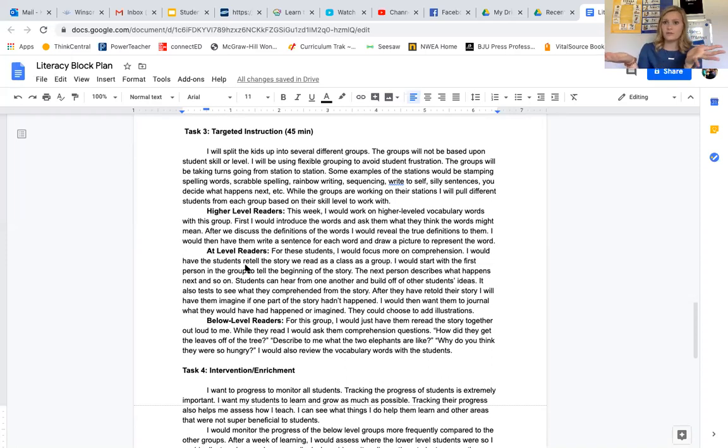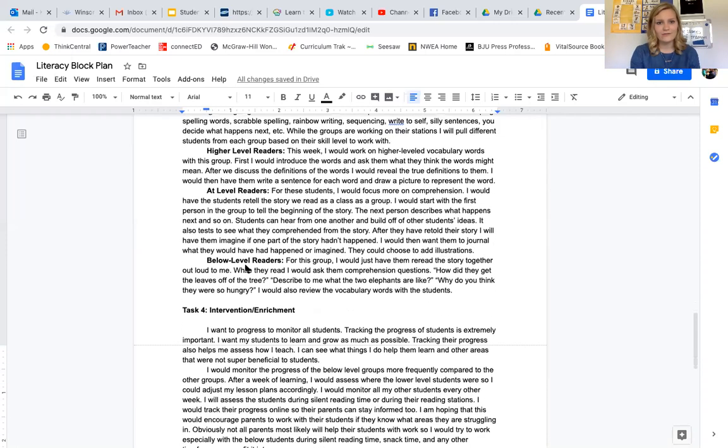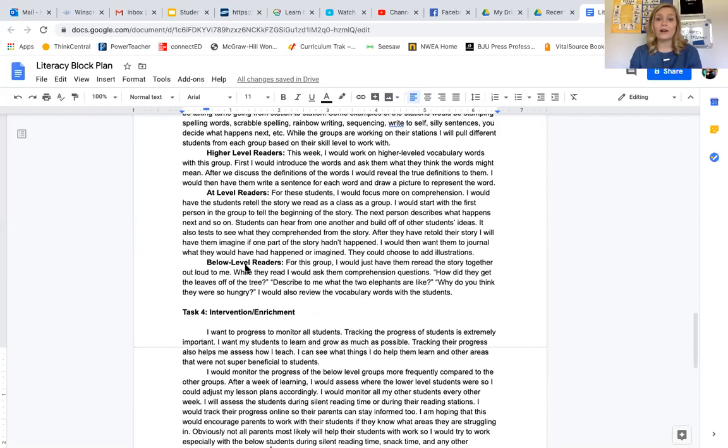So it'll probably be 1 to 2 students to work with in the back, based on their skill level. For the higher level readers, I would work on higher level vocabulary words with this group. First I would introduce the list of words to them, and then I would ask them what they might think that means. So that engages in conversation, brainstorming, like kind of critical thinking. And then after we discuss what we think, then I'll actually go over the definitions.